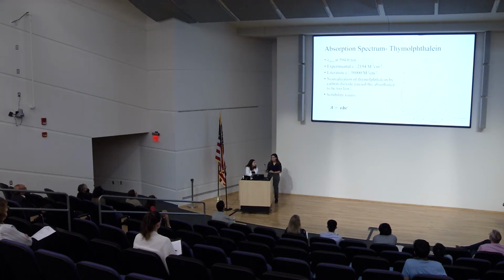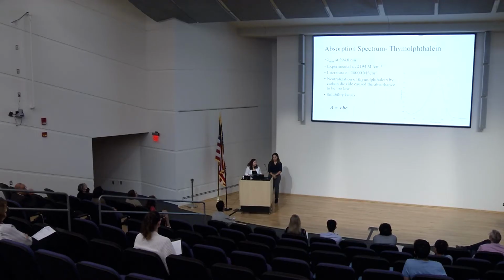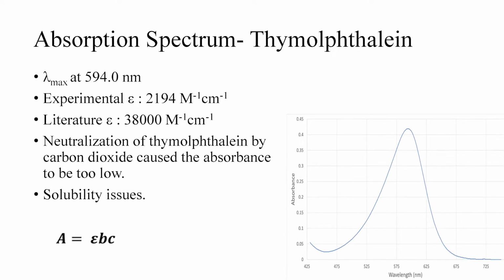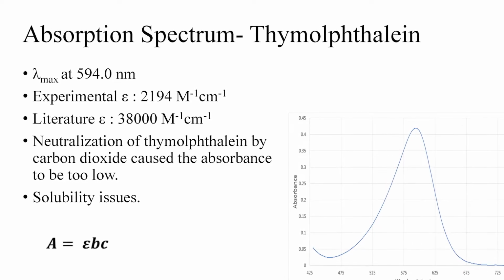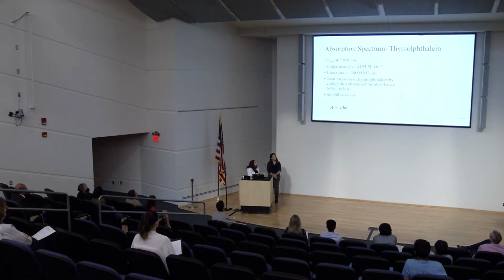So for thymolphthalein, we found the max wavelength, the lambda max, to be 594 nanometers. This is consistent with literature. Literature cites it to be anywhere from 592 to 598 nanometers, so that is accurate. However, I faced the same issue as Eislym did with phenolphthalein, because as you can see, these two molar absorptivities are nowhere close to each other. We got around 2,200, and the literature value is about 38,000.